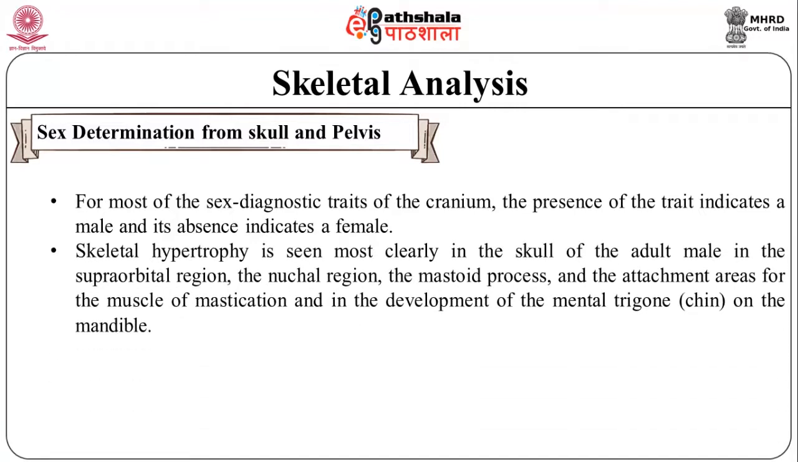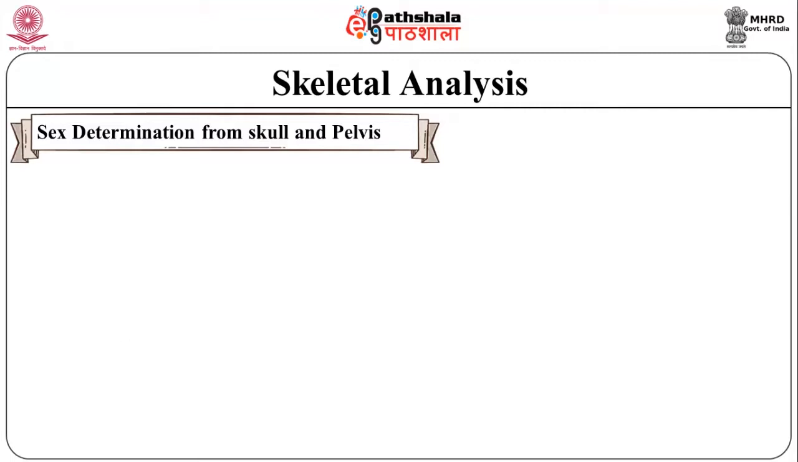Skeletal hypertrophy is seen most clearly in the skull of the adult male in the supraorbital region, the nuchal region, the mastoid process and the attachment areas for the muscles of mastication, and in the development of mental trigone, that is chin, on the mandible.